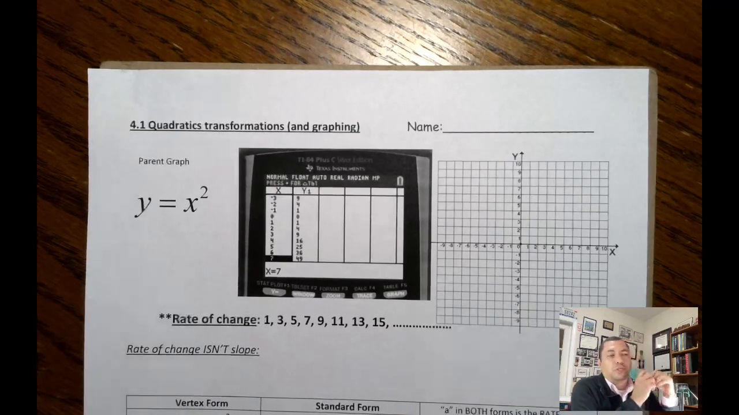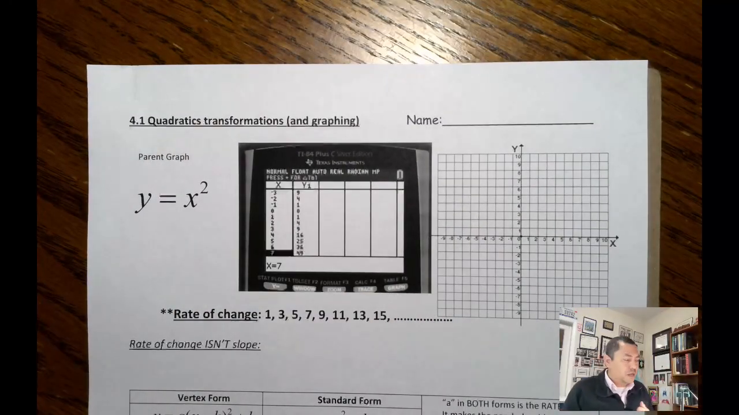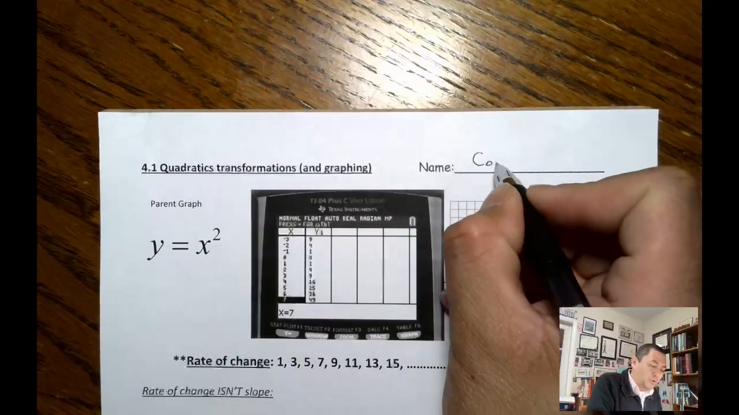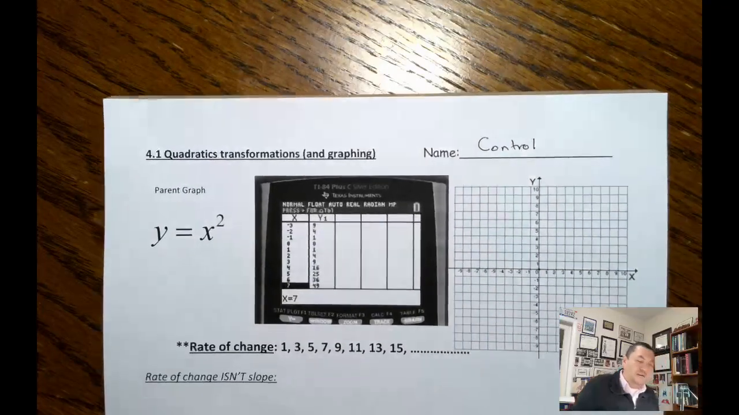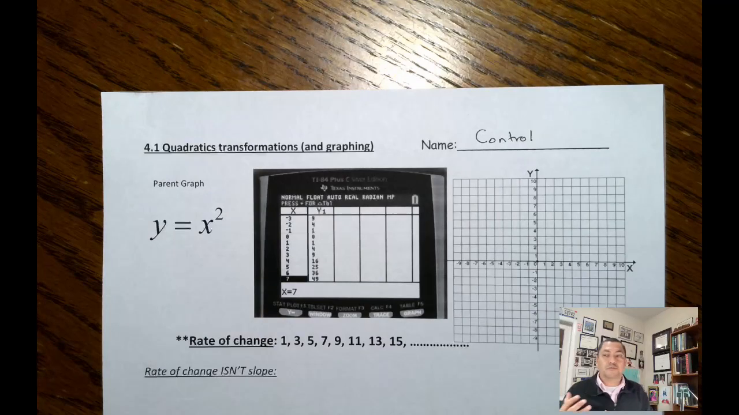So we're going to start cycle 4. In cycle 4, we're going to have quadratic transformations, and I'm making this video because if some of you missed the class, you can come over to this video and watch it and fill up your notes, because we're going to have a different approach for this cycle. So we're going to name this one the control. And for this section, we're going to have quadratic transformations and graphing.